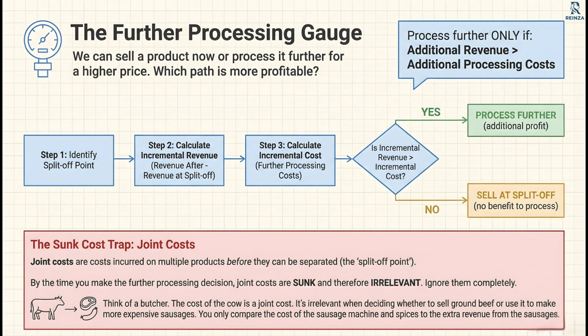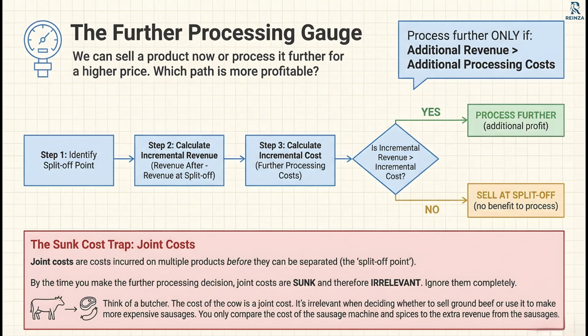Our final decision tool is the further processing gauge. We can sell a product now or process it further for a higher price. Which path is more profitable? The decision rule is straightforward. Process further only if additional revenue is greater than additional processing costs. Here is the 3-step process.